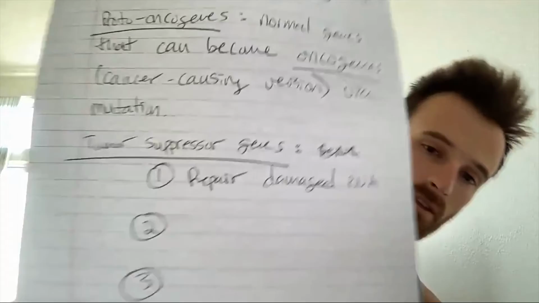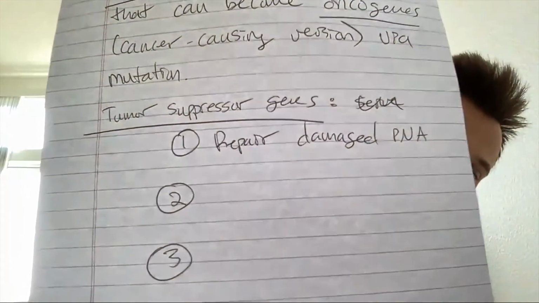So let's, don't really have to write that. Let's just write those roles. It's 3 well-known ones. So certain tumor suppressor genes repair damaged DNA. Or rather, the proteins that these genes encode are DNA repair proteins. So they're going to repair damaged DNA.